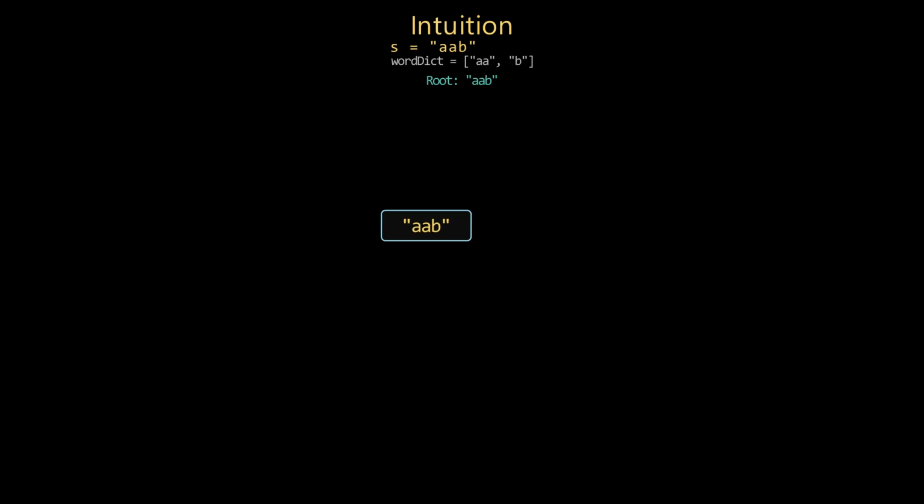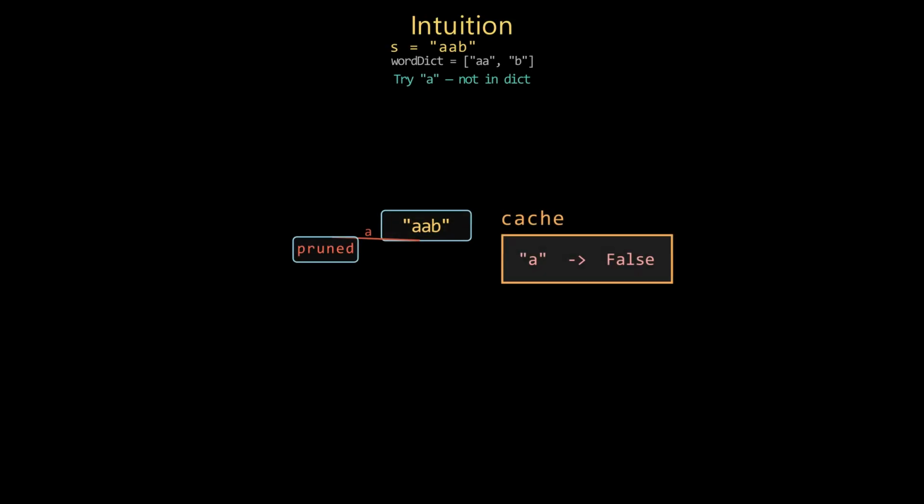The root is the full string AAB. Every split attempt starts from this node. First branch, try the single letter A as the next block. It is not a whole word in word dict, only double A and B appear, so we prune. We record in the cache that trying A first from here fails.